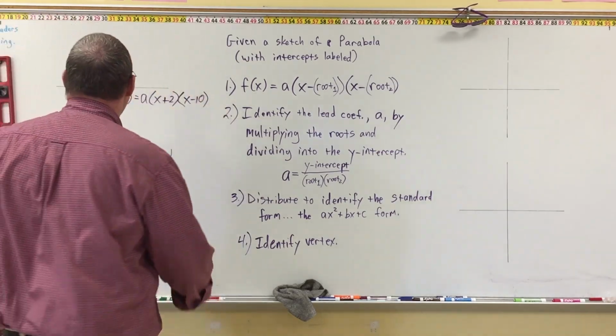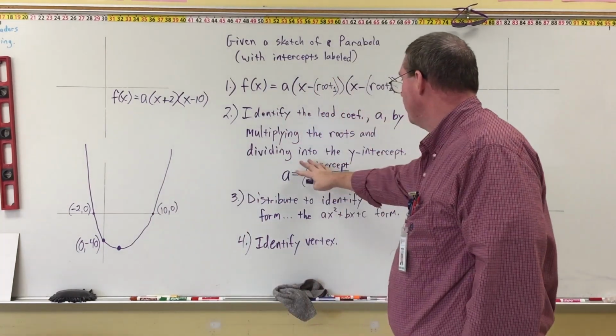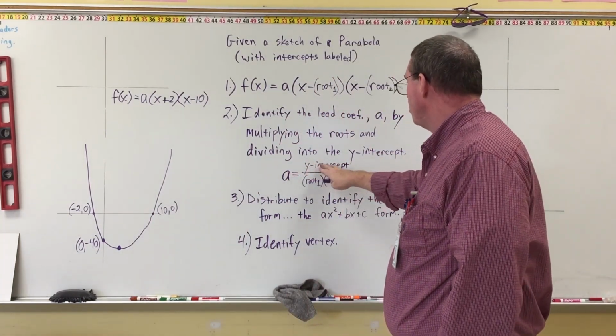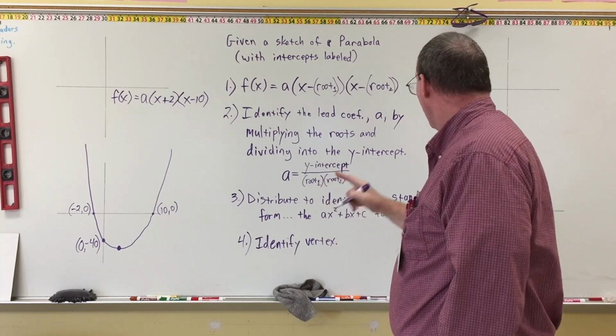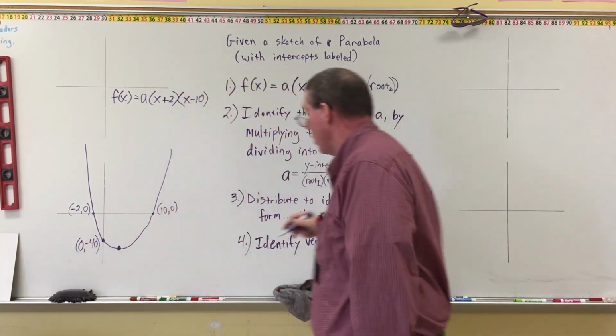We're ready to go. Okay? All right, now here we want to identify the lead coefficient by doing this. This a is equal to whatever the y-intercept is. Well, our y-intercept over there is -40. So you can see (0, -40).